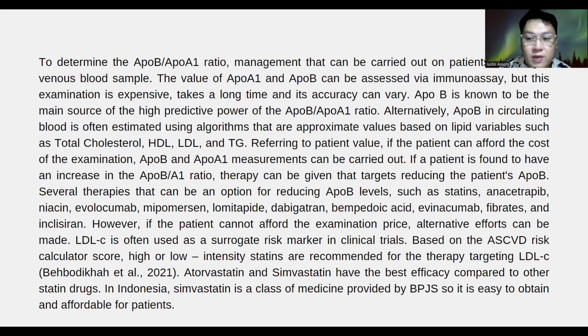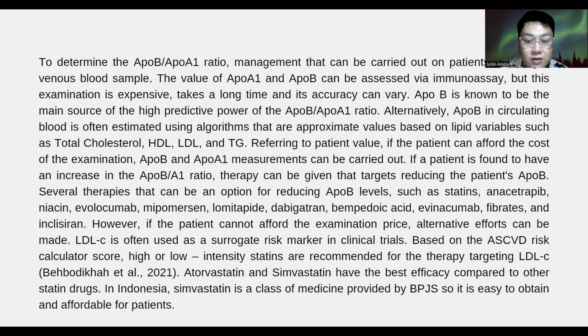Referring to the patient value, if the patient can afford the cost of the examination, ApoB and ApoA1 measurements can be carried out. If a patient is found to have an increased ApoB/ApoA1 ratio, therapy can be given that targets reducing the patient's ApoB. Several therapies can then be an option for reducing ApoB levels, such as statins, anacetrapib, niacin, and others.